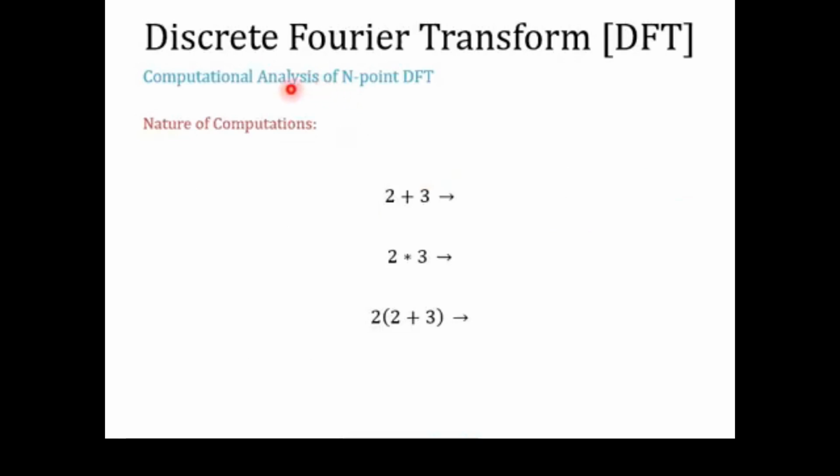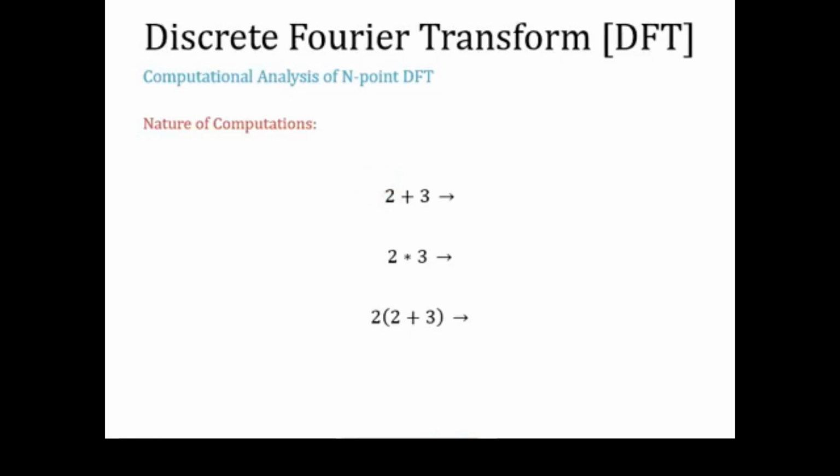Now, before performing computational analysis of n-point DFT, let's start with some very basic examples so that you get an idea about what we will do in the n-point DFT case. So you are provided with some numbers along with some mathematical operations, and your task is to identify the type of computation and the number of computations involved in each case. So I hope all of you can very easily identify both the type of computation and the number of computations involved in each case.